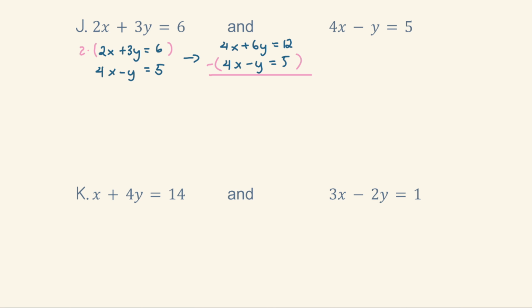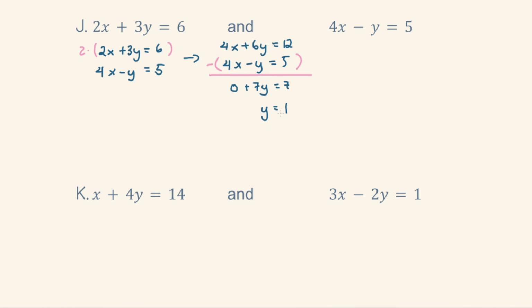So 4x minus 4x, that's going to come out to 0. 6y minus y, that's going to be 7y. And 12 minus 5, that's just 7. So divide both sides by 7, you get y is equal to 1.